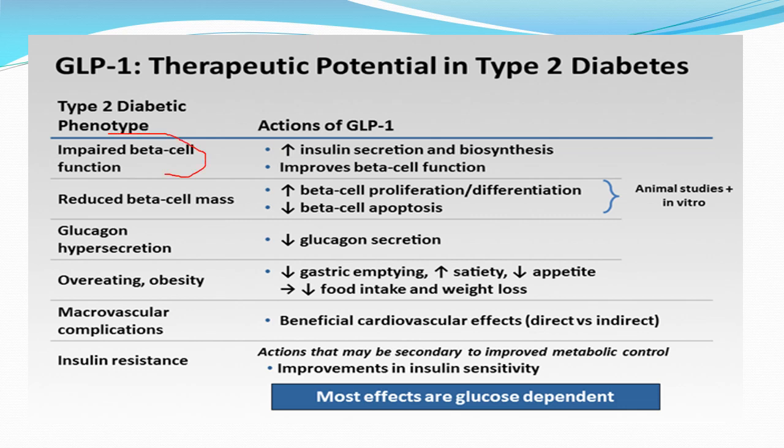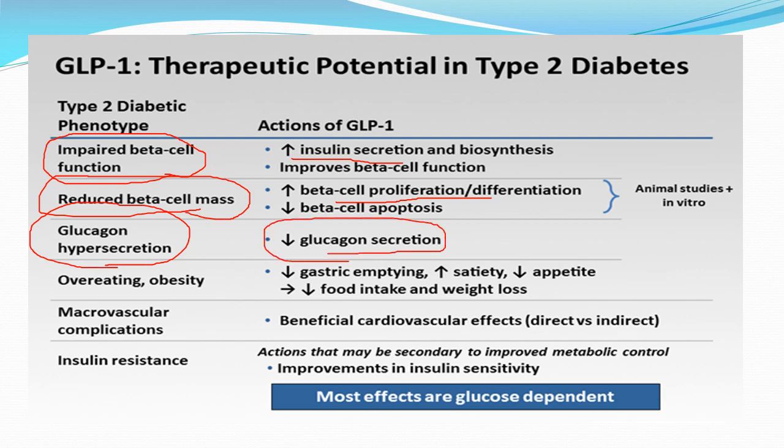In type 2 diabetes, we have impaired production of insulin, and it was found that glucagon-like peptide increases insulin secretion. And in type 2 diabetes, there is reduced pancreatic beta cell mass, and it was found that glucagon-like peptide enhances beta cell proliferation. There is glucagon hypersecretion in type 2 diabetes. The glucagon-like peptide suppresses the glucagon secretion. And there is obesity, in which the corresponding action of the glucagon-like peptide is that it decreases gastric emptying.